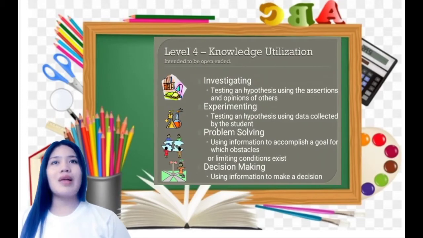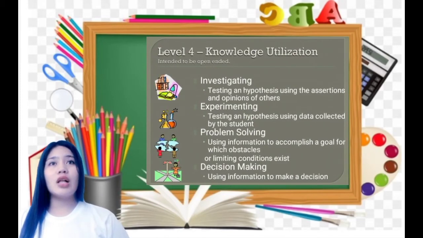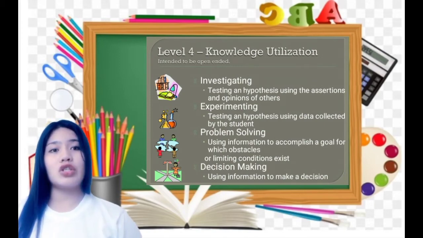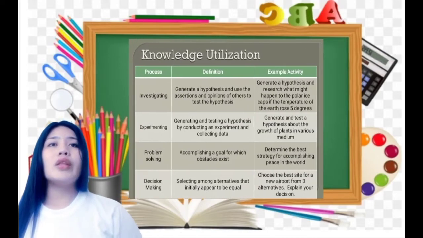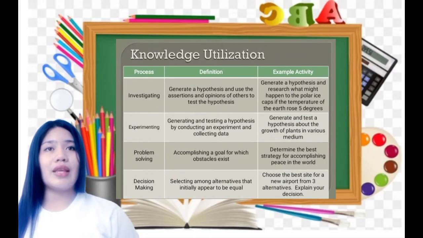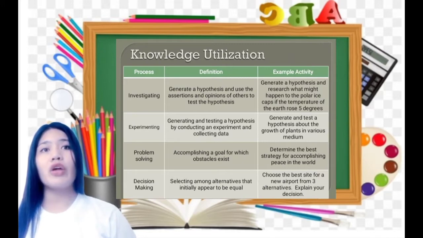Now, let us proceed to level 4, which is knowledge utilization, that is intended to be open-ended. So, under here is investigating, experimenting, problem-solving, and decision-making. The definition of investigating is to generate a hypothesis and use the assertions and opinions of others to test the hypothesis. For example, generate a hypothesis and research what might happen to the polar ice caps if the temperature of the Earth grows 5 degrees.